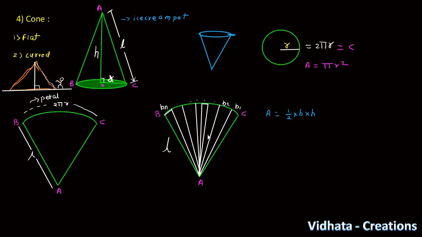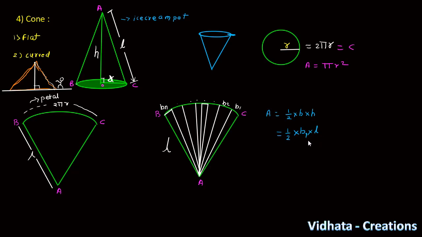Now in case of this one triangle, what can you say about the base and height? The area of one such triangle is 1/2 × base × height, and we'll consider the first triangle. The base is B1 and the height is L.